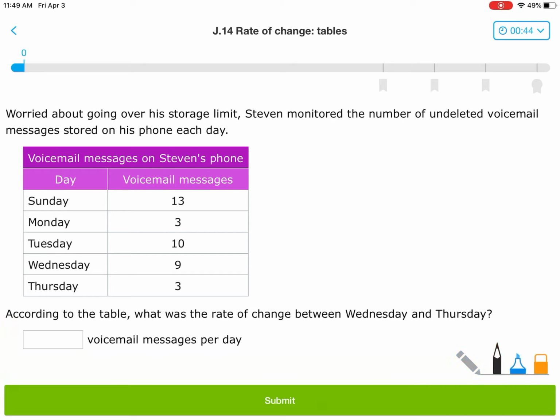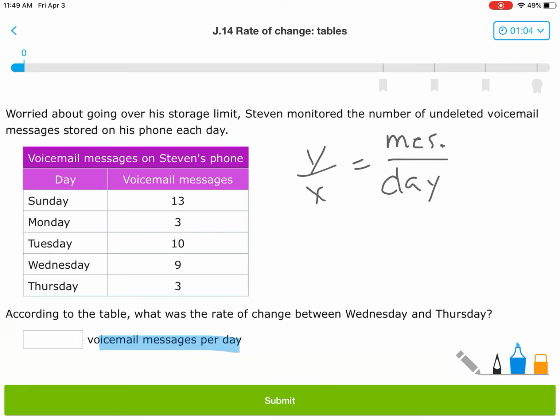So remember, we're doing rate of change. It's the change in y over the change in x. And this problem tells us right here what's my y and what's my x. So my y is going to be my messages and my x is going to be my days. Okay? My problem tells me that it wants to know from Wednesday to Thursday.